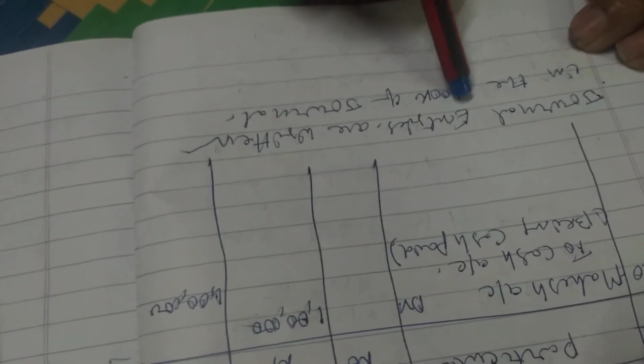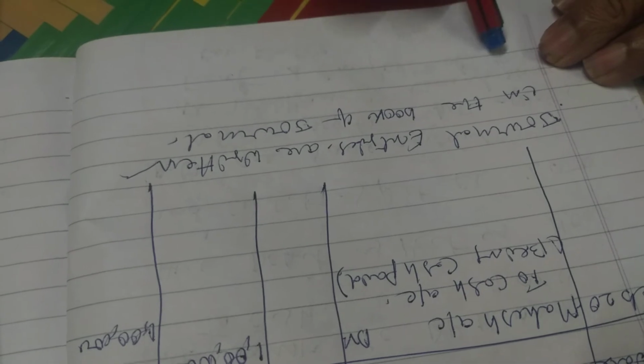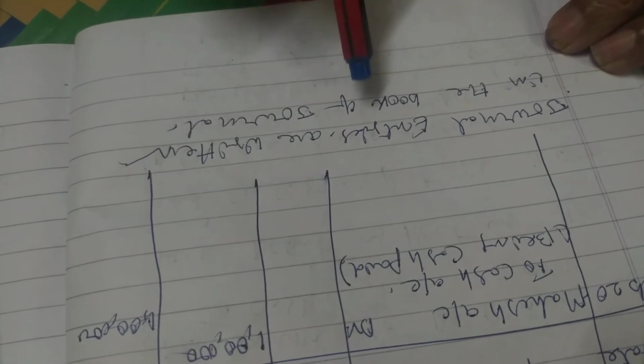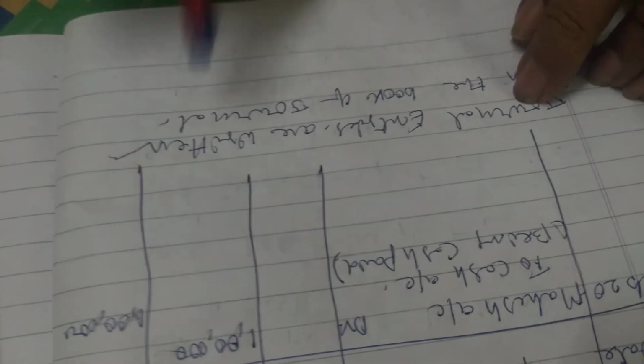Journal entries means nothing but journal entries are written in the books of journal. That's why we can say journal entries. Journal entries are kept in the journal. Remember.